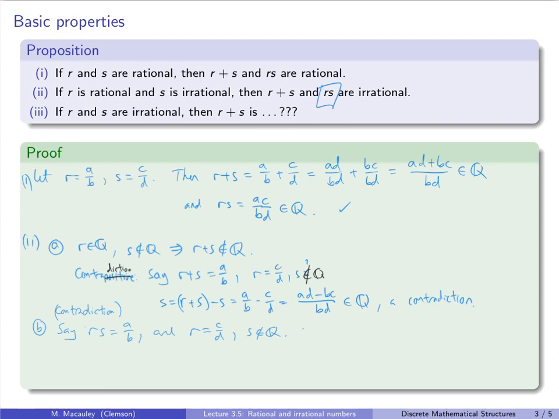So we want to come up with an expression for S. Well, let's take RS and divide it by R. So S is RS divided by R, which is A over B times the reciprocal of C over D, which is D over C, and this is rational. So there is our contradiction. Are we done? Well, let's check.